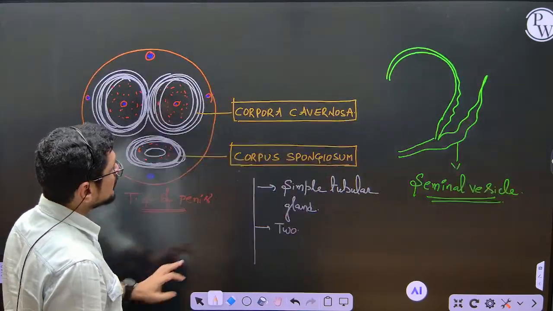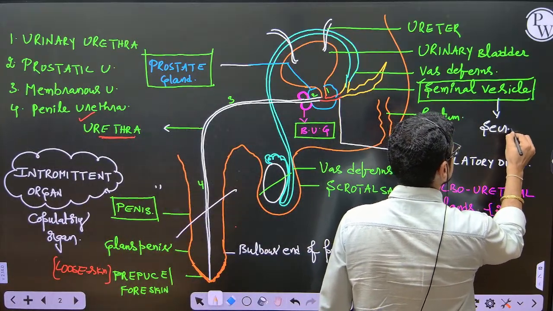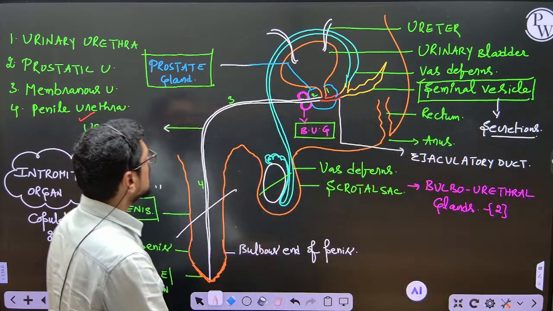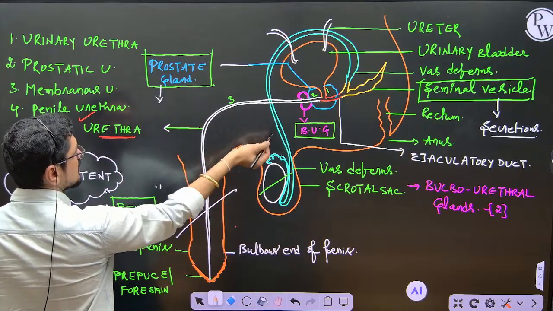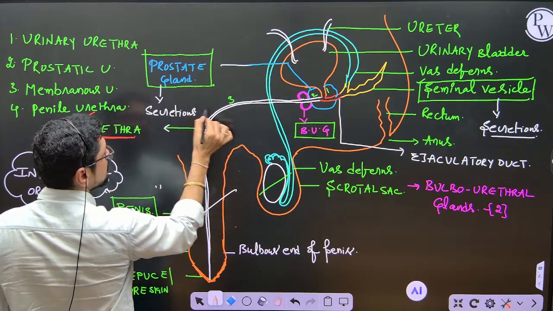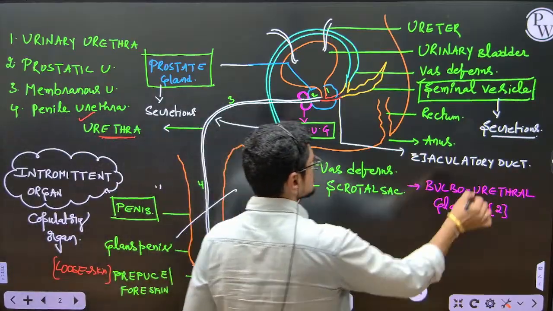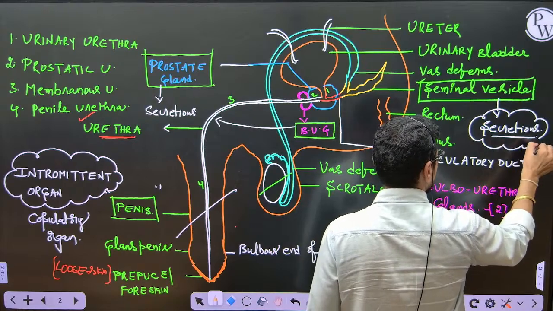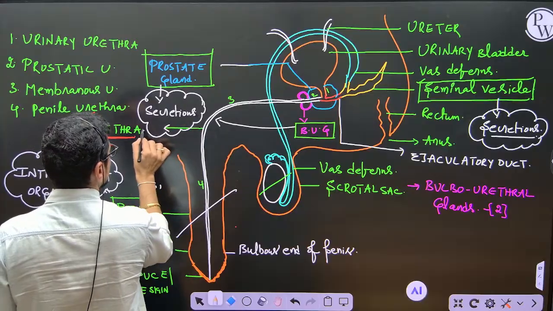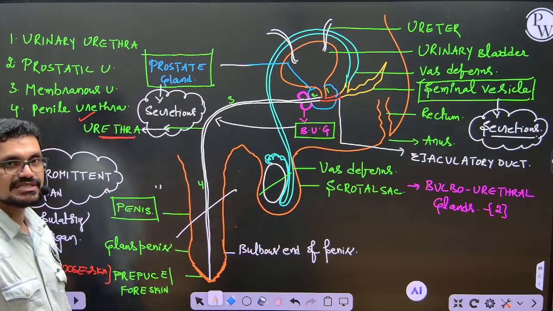Okay. And now here, the seminal vesicle produces some secretions. Similarly, the prostate gland also produces some secretions. And similarly, the bulbourethral gland also produces some secretions. The seminal vesicle produces secretions. See this. Here secretions are there. And the prostate gland produces some secretions. And even this bulbourethral gland also produces some secretion.